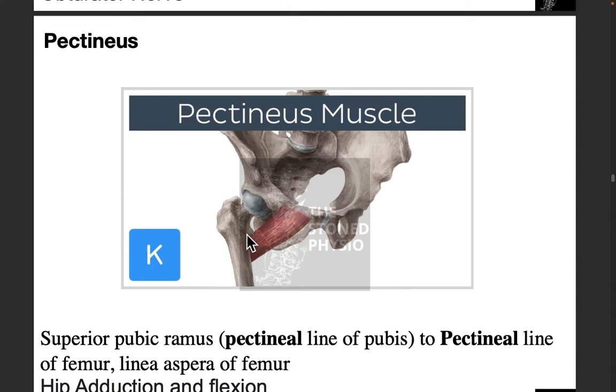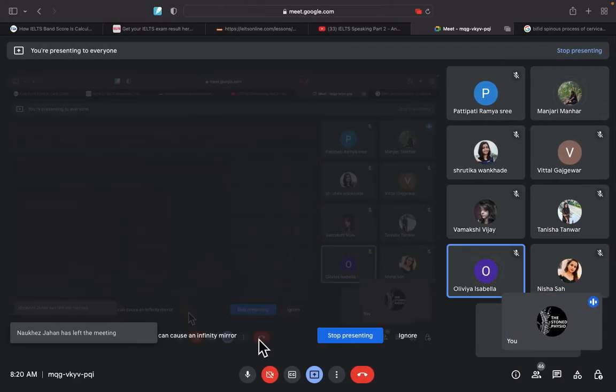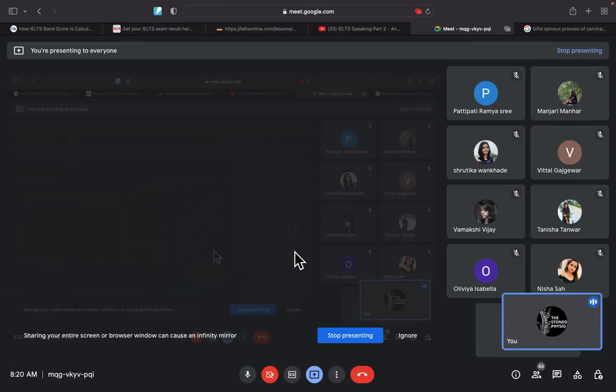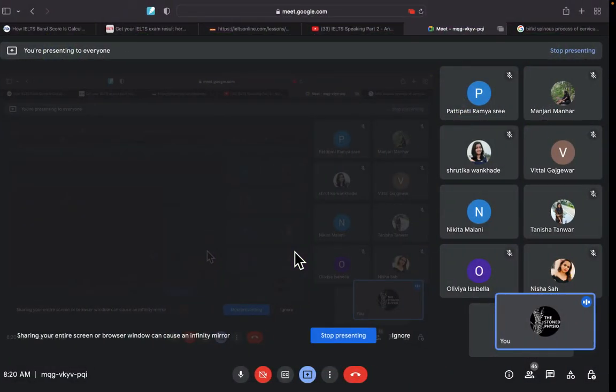Getting attached on the pectineal line, coming from the superior ramus of the pubis. I think we are clear with the term ramus, superior and inferior pubic ramus. We discussed the term ramus yesterday or the day before. So, superior and inferior ramus. Can anyone tell me the name of the type of fracture where there is a fracture of both the rami of the pubis? Straddle fracture. That was straddle fracture.